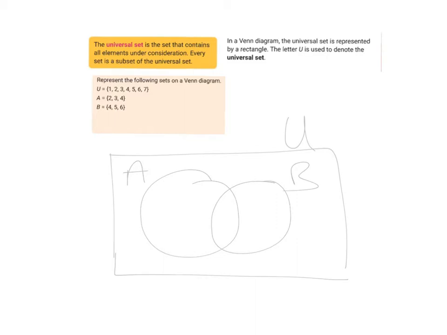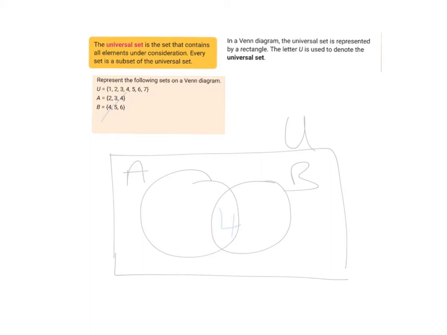Just like the last time, the first thing we have to do is fill in the intersection part. Remember, the intersection is what is common to the two sets. A is 2, 3 and 4, and B has 4, 5 and 6. So we can clearly see that what is common to both is the 4. So I'm going to fill in the 4 in the intersection part.